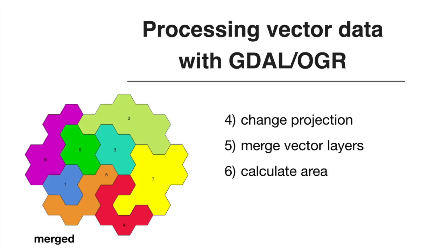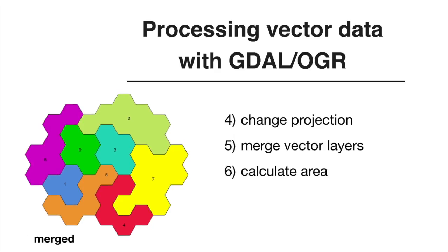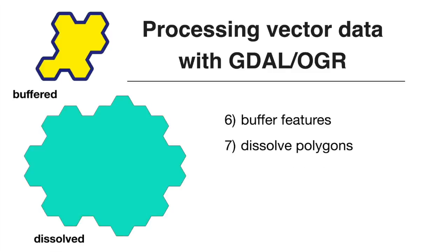Then we will use ogr2ogr to change the projection of our shapefile. We will merge the shapefiles 1 and 2 because you can see the second one fits really nicely in there. I will show you how to calculate the area of each polygon. And then finally we will have a look at how to buffer vector layers using the command line and dissolve our merged dataset to a single big polygon.